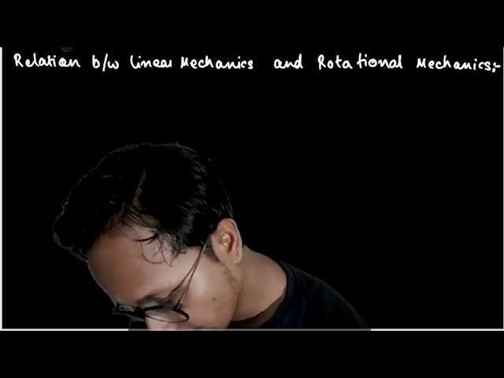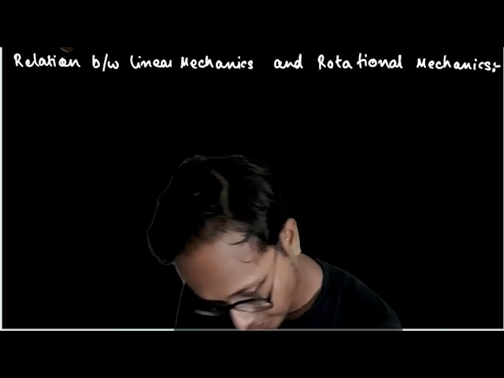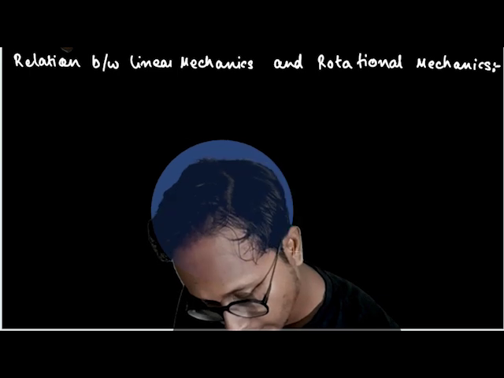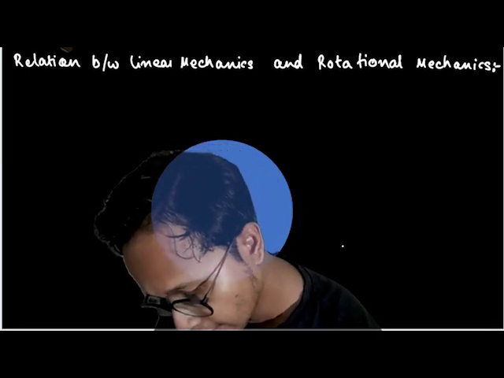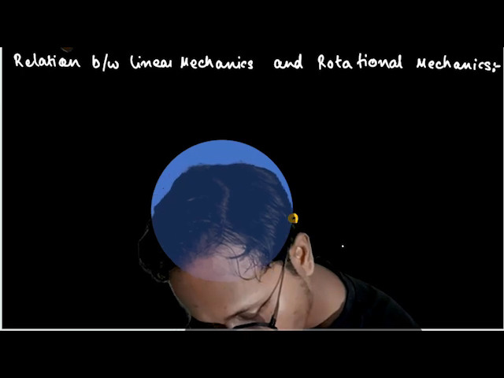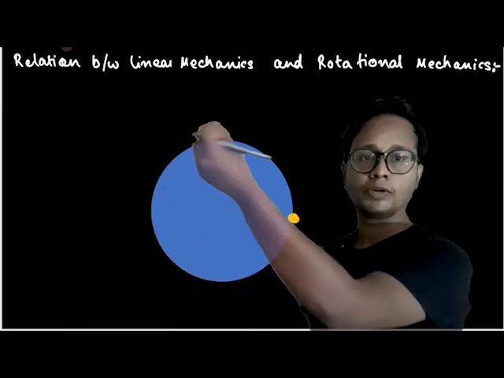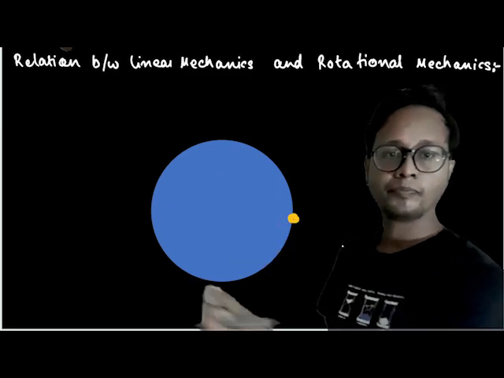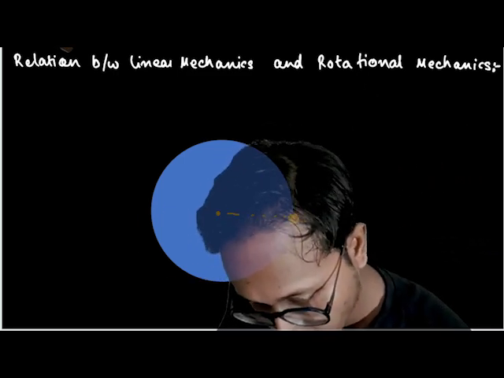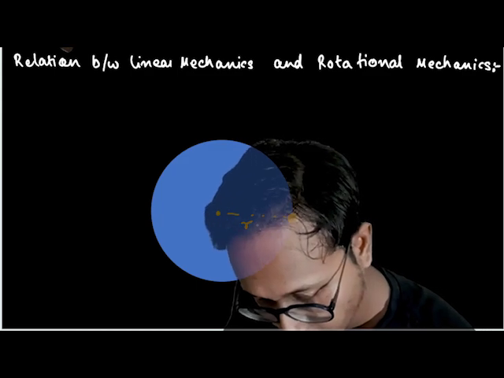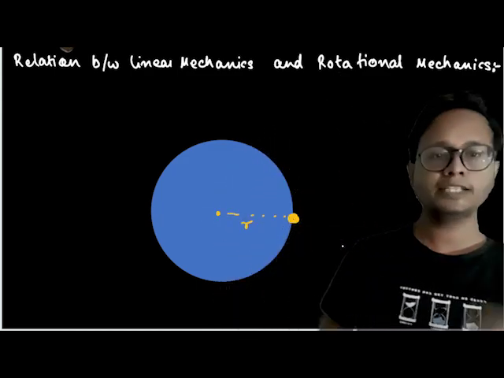Now let's say a circle is there. The body is moving in a circular path. There's a body out here. This body is moving in a circular path. In this circle, this body is rotating somewhat like this. Now let's say this is the center of the circle. This is the radius of the circle. And it's rotating in this direction.